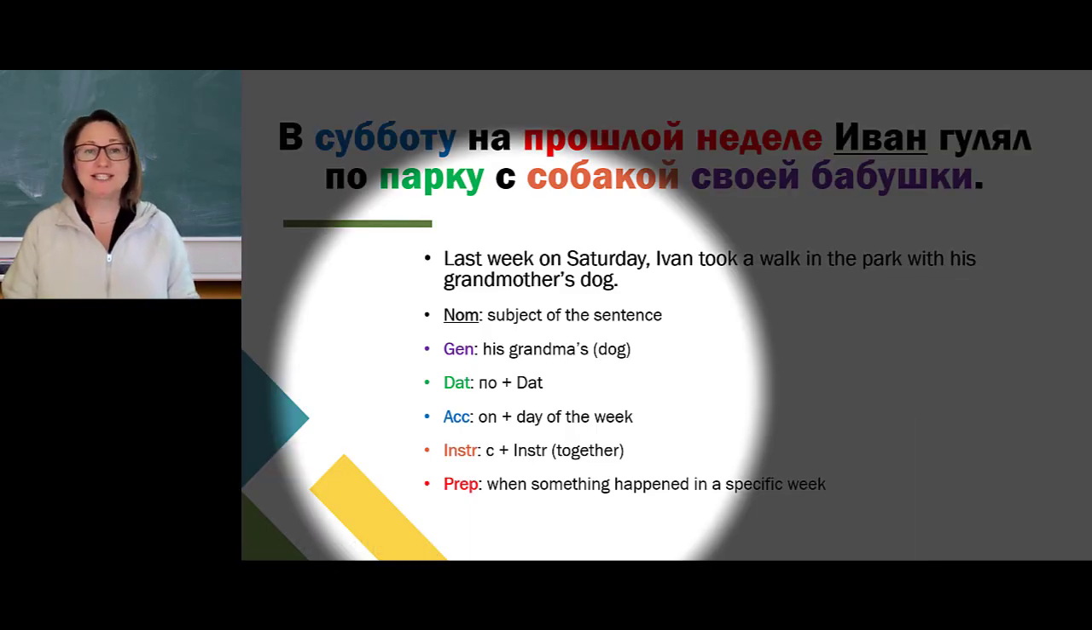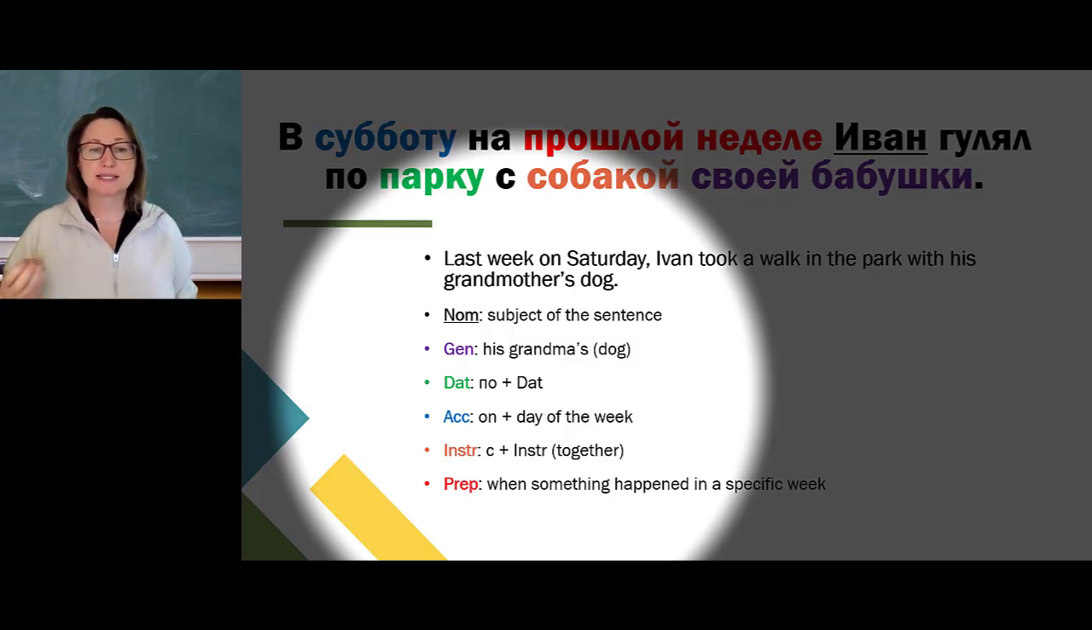So nominative is Ivan, because he's the subject of a sentence. Because who took a walk in the park? Ivan did. Genitive is своей бабушки, or his grandma's, because it's his grandma's dog. We have dative по парку, because по takes dative, and по парку is like here and there and maybe there, no particular motion. Accusative is в субботу, because the context is on a specific day of the week.